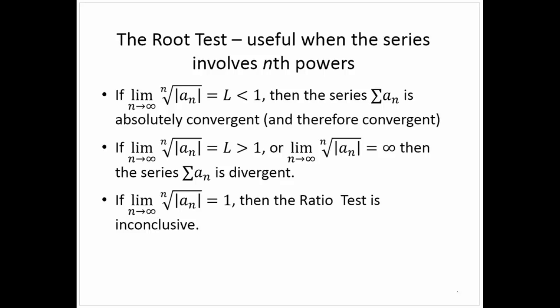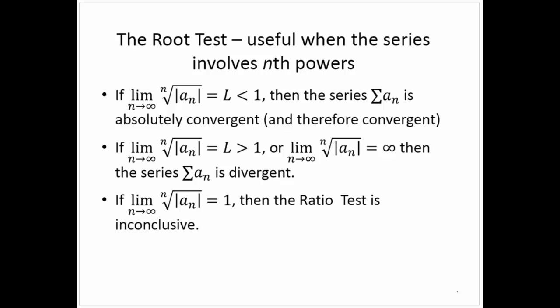This test tells us that if the limit as n approaches infinity of the nth root of the absolute value of a sub n is equal to L, which is less than 1, then the series sigma a sub n is absolutely convergent and therefore convergent. If the limit is greater than 1 or is infinite, then the series is divergent. If the limit is exactly 1, then the test is inconclusive. So quite similar to the conditions for the ratio test.